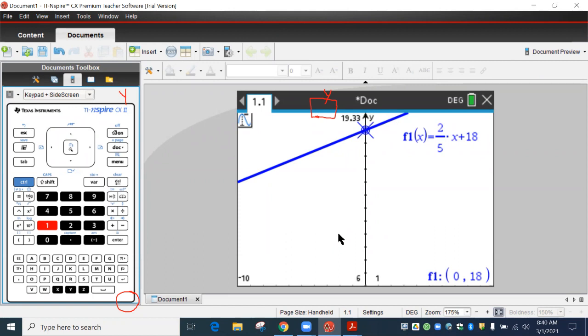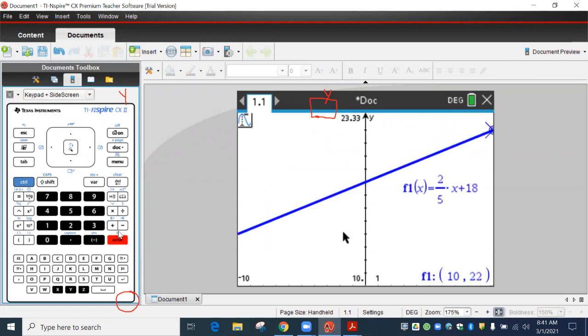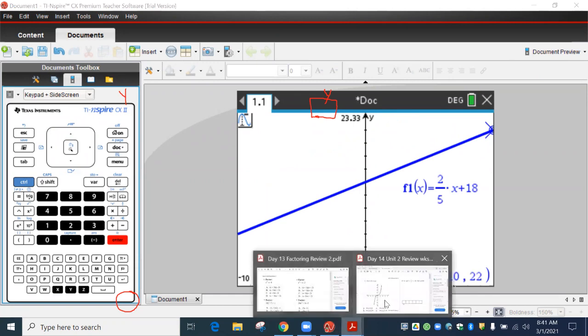So you have to look at your problem. What do you see in the problem? A 10. So maybe you know what the 10 means, maybe you don't. But if we see 10, we're going to type 10 in and hit enter just to see what happens. And when we type 10 in, what do we get? All right, and that 22 is going to be our answer right there.